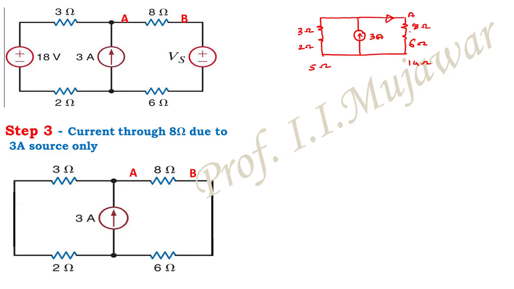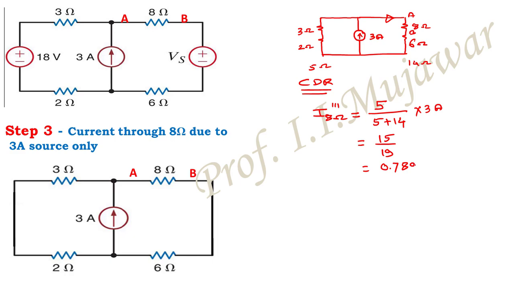Okay, now the terminals are A and B. So here simply I can use a current divider. I 8 ohm triple dash, that is current through 8 ohm due to 3 ampere only, is opposite resistance 5 divided by 5 plus 14 into 3 ampere. So this value comes out to 15 by 19 ampere. So that comes to be 0.789 ampere. Again, if we look at the direction, the direction is A to B. So let this be equation number 3.